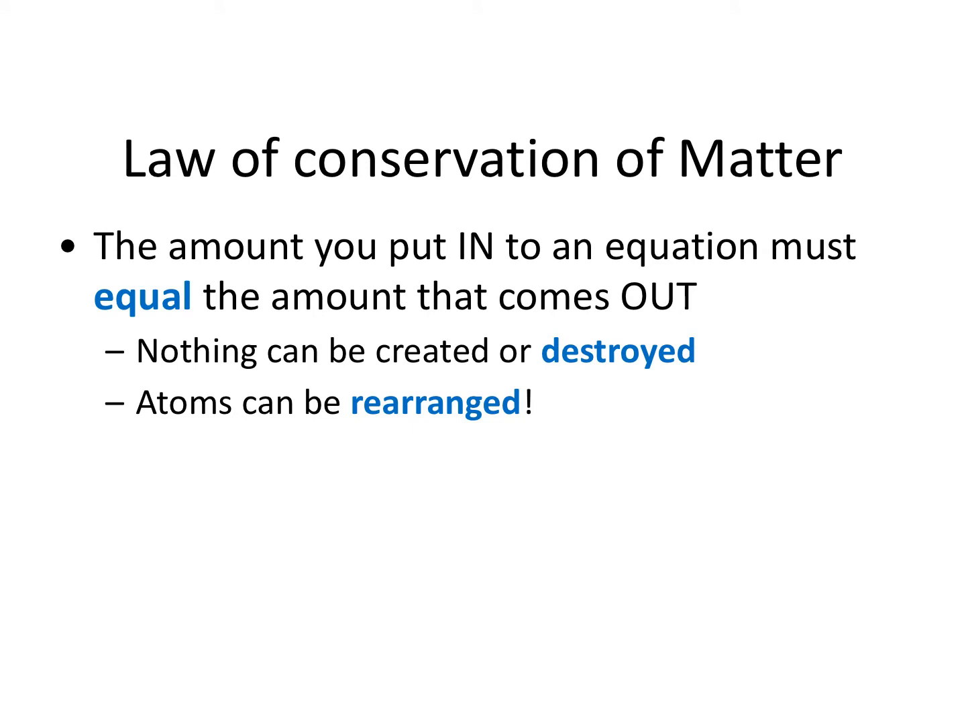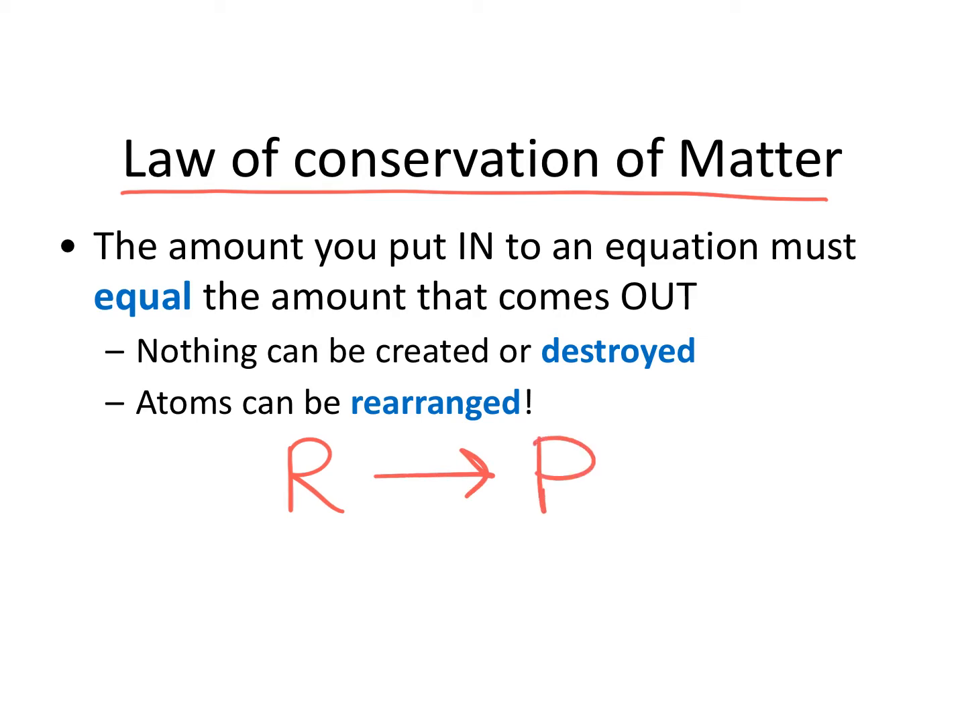So the whole reason that we do this is because of the law of conservation of matter. This is a law that says the amount that you put into an equation, so the reactants, must equal the amount of the things that come out, the products, because matter cannot be created or destroyed. That means we have a fixed or a set amount of matter, amount of atoms in the world, and we can't create or destroy new matter. But those atoms can be rearranged, and that is how we show this in our equations.